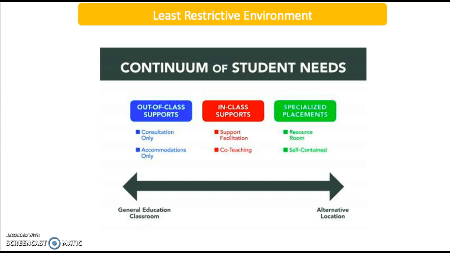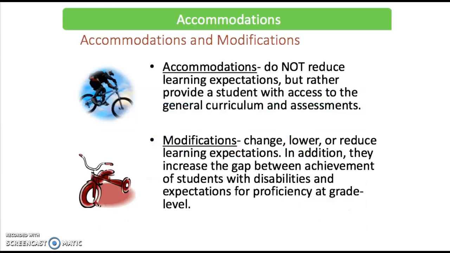get specially designed instruction. Lastly, if academics are at such a rate that they're not making progress, they're multiple grade levels below, or their behaviors are severe, then we would look at self-contained, but that is few and far between.